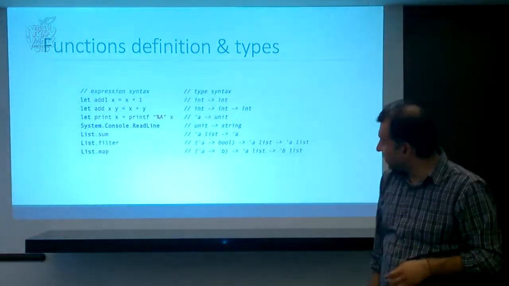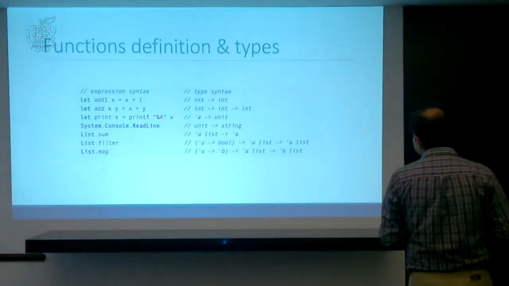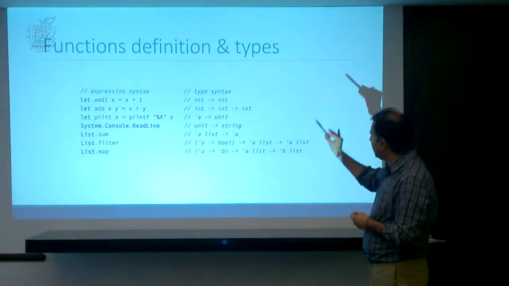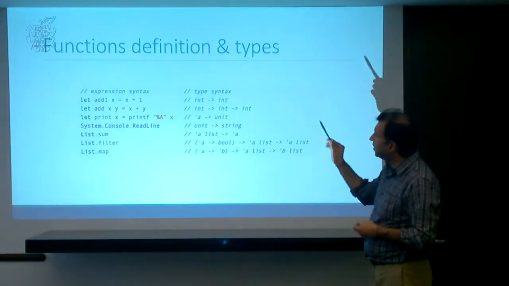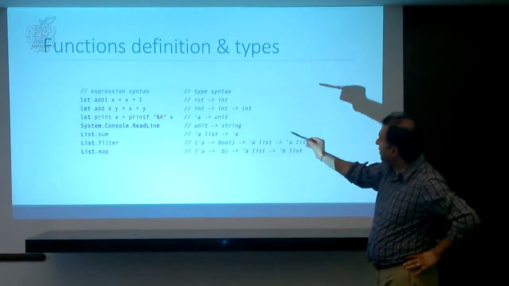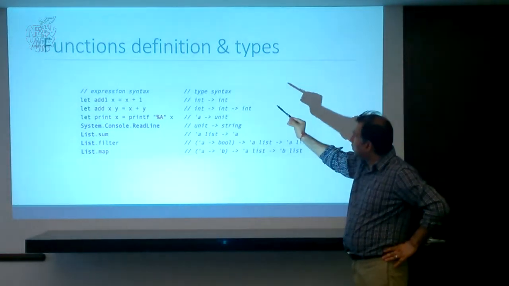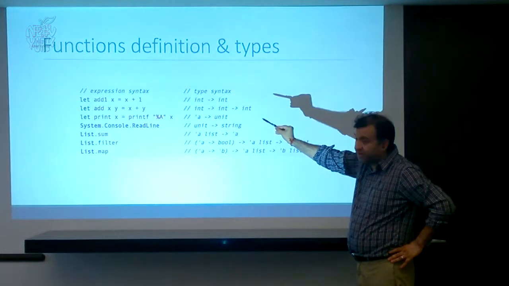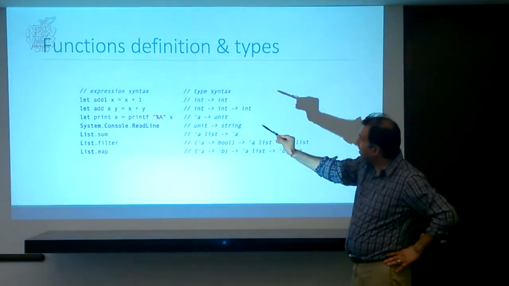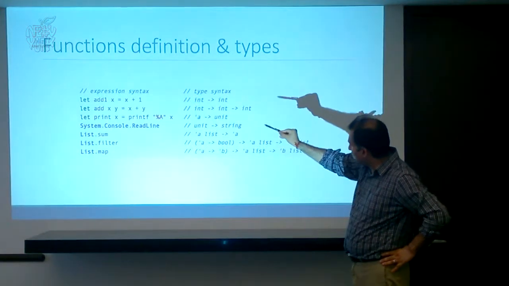Okay, so let's talk about the types. So I have those expressions defined and I have their corresponding types. So add1 is a function that takes one value and returns one value. So this is its type. It takes an integer and returns an integer. Add x y takes another integer.